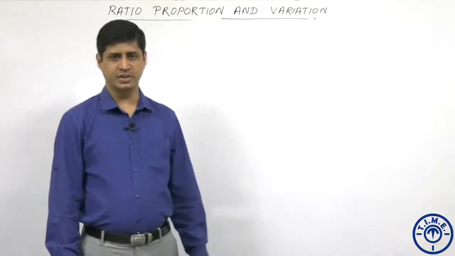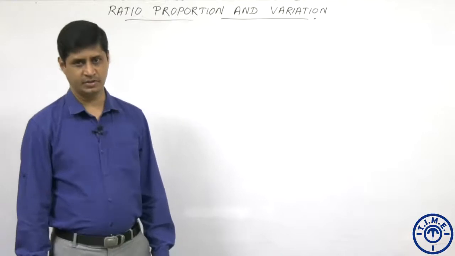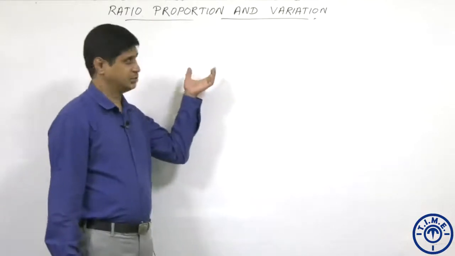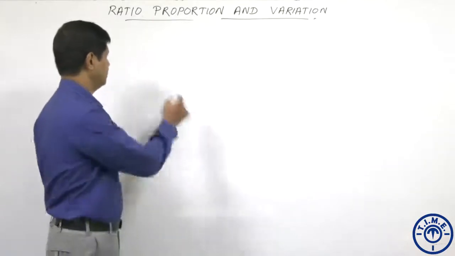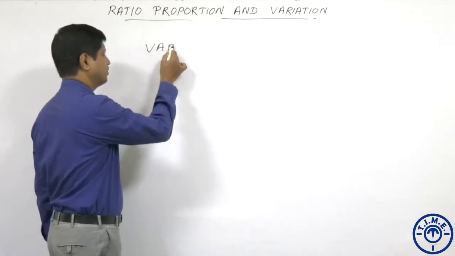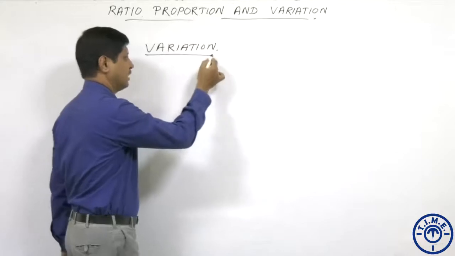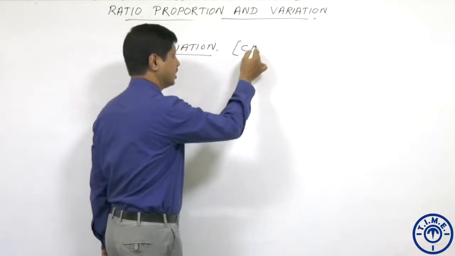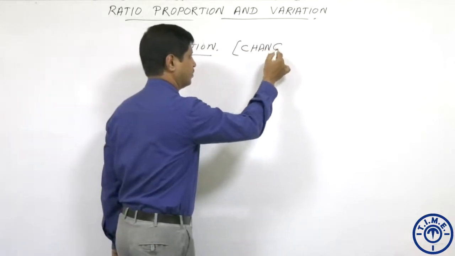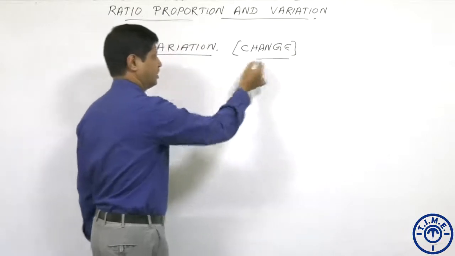Now in this session we will learn about variation. Variation is a part of this topic. A small topic here. Variation means a change. A change means change in one variable due to change made in another variable. That is the meaning of variation.